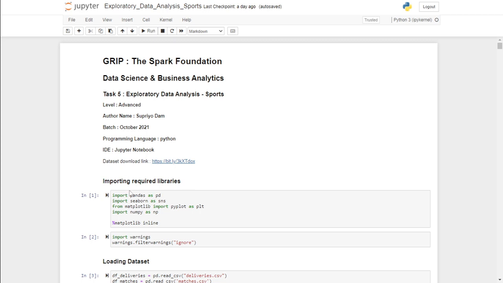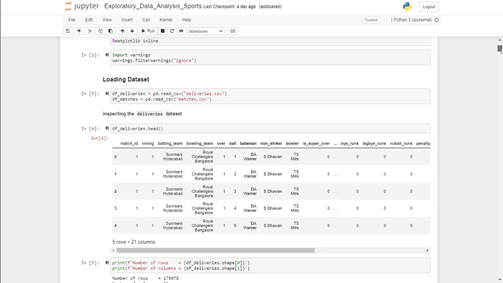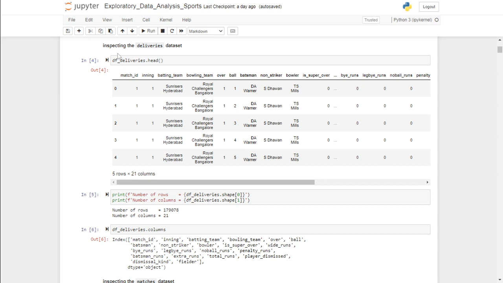Let's import some basic libraries which will be required, like pandas, seaborn, matplotlib, numpy, and we also import the warnings library and set warnings.filterwarnings to ignore, so that we are not receiving any type of error.